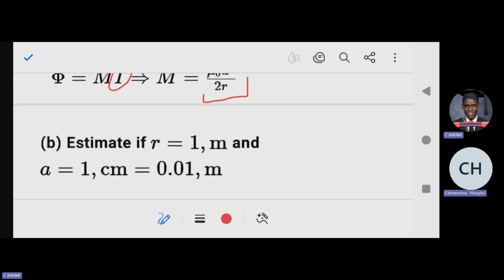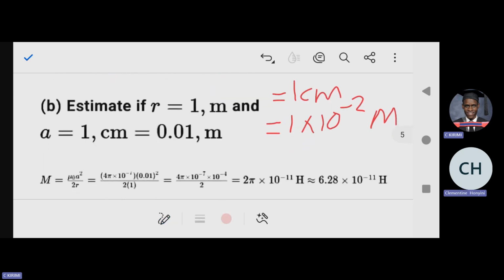How do you convert 1 centimeter to meters? Divide by 100. So it's the same as 1 times 10 to the power minus 2 meters. Or as a decimal, you can write 0.01 meters. Now it's a matter of substituting.